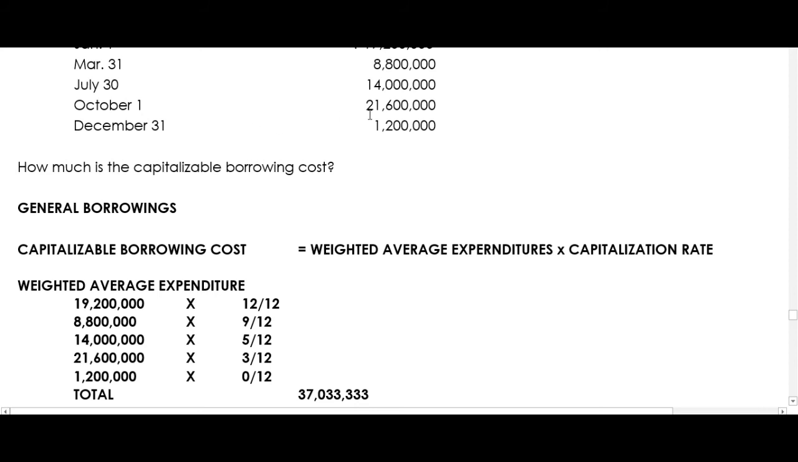Yung nagastos mo ng December 31, 31 na yon, so walang ma-attribute doon sa current year. Kasi very late yung paggastos mo, year-end na talaga yun, so 0/12. So after mo i-compute lahat yan, ang lalabas na total is ito. You can verify it by using your calculator. What's the next step? The next step is to compute the capitalization rate.